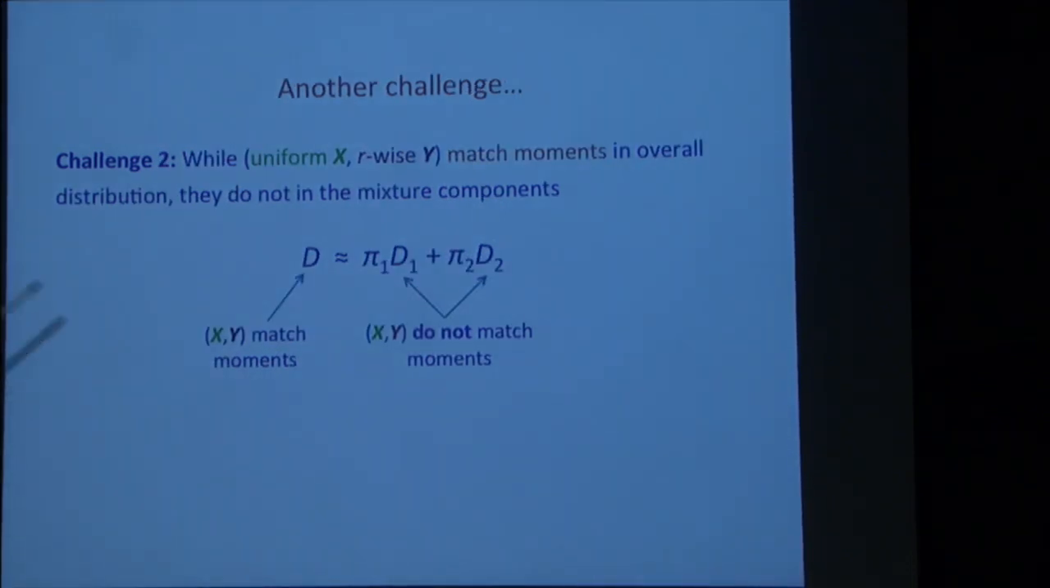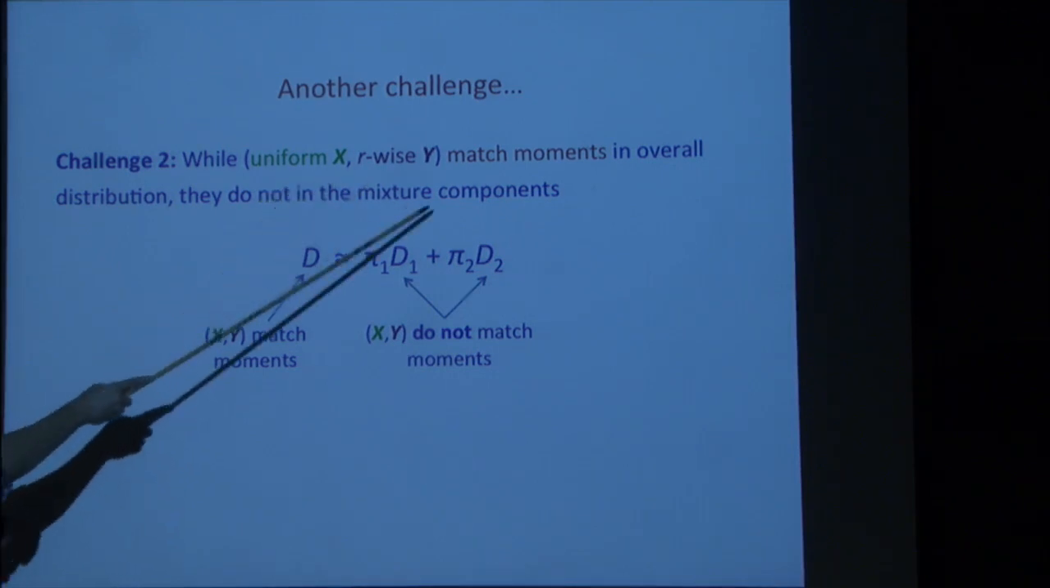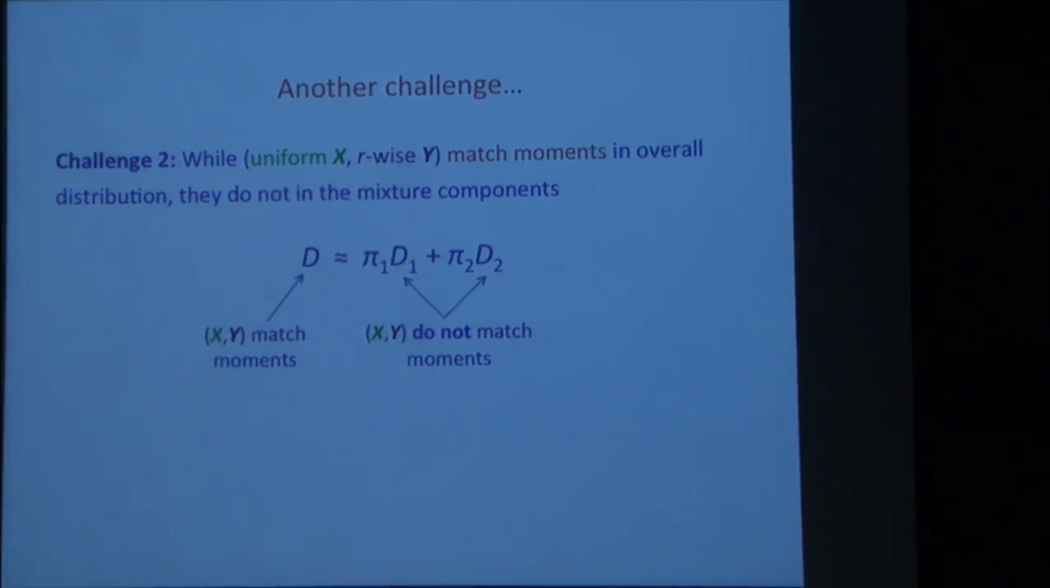Good. Another thing ends up breaking as a result of doing this. When you think of it from this mixture point of view, it turns out that while you had perfectly matching moments for the overall distributions, truly uniform versus truly R-wise independent, once you break it up into a mixture of two things constituting uniform and a mixture of two, ignoring the third little error thing, constituting the R-wise independent, now you no longer have perfectly matching moments in these two cases. So that's another thing which we wish we had for the purpose of the proof.